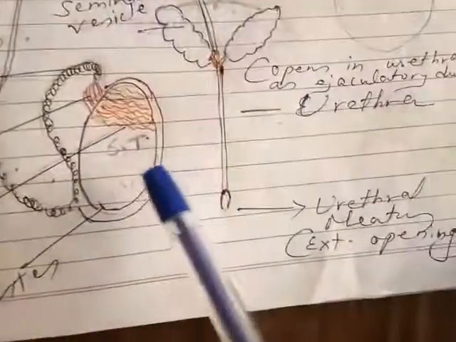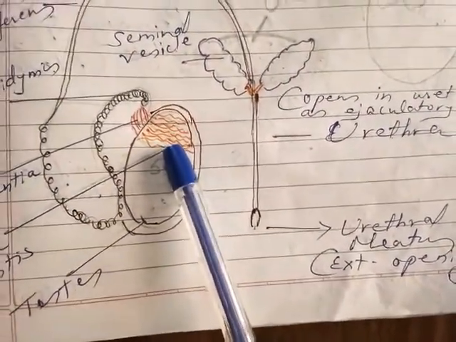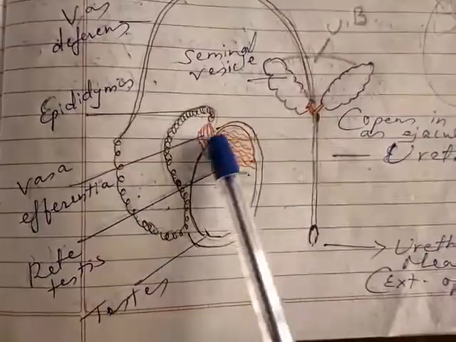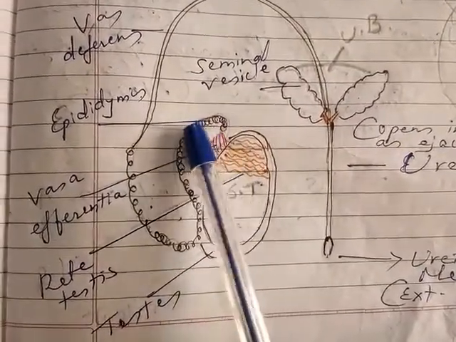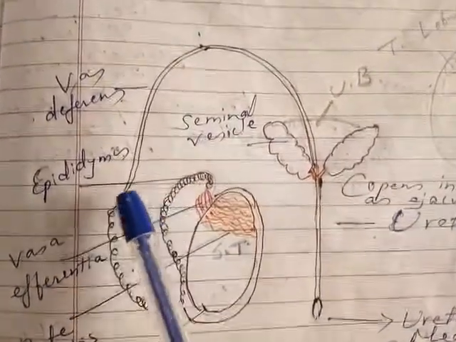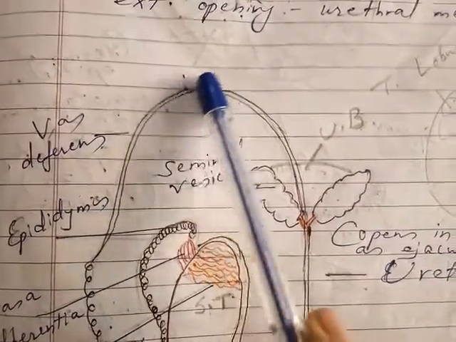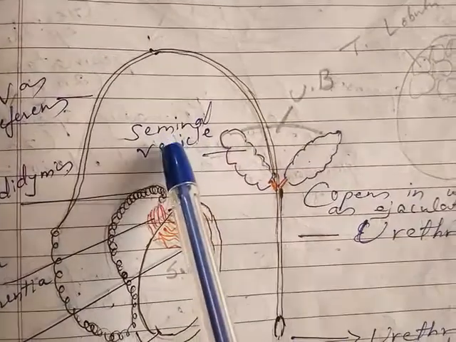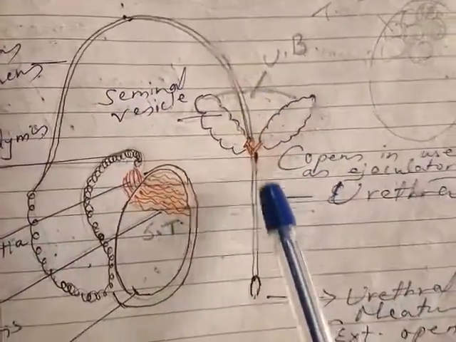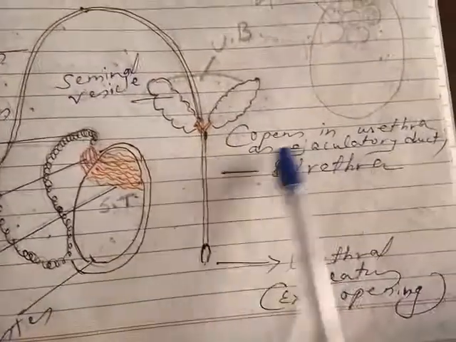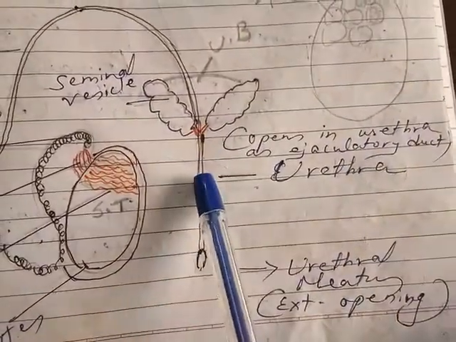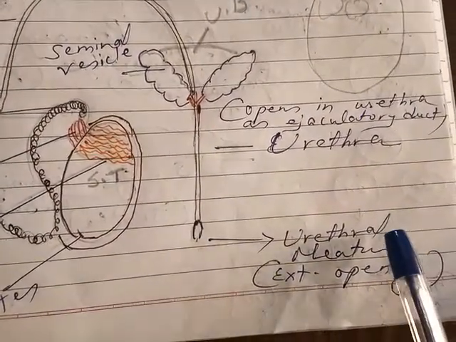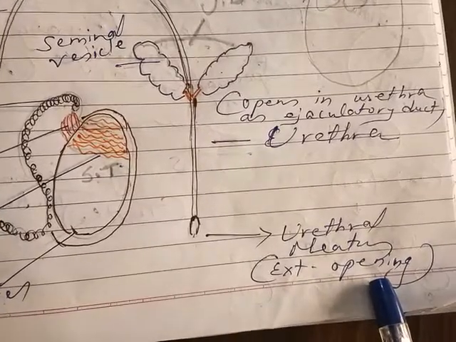So here the seminiferous tubule opens as the rete testis, which comes out as the vasa efferentia, which continues as the epididymis and leads into the vas deferens. It loops over the urinary bladder and then receives a duct from the seminal vesicle. It opens into the urethra as the ejaculatory duct, which continues as the urethra, and the opening of the urethra is called the urethral meatus, that is the external opening.